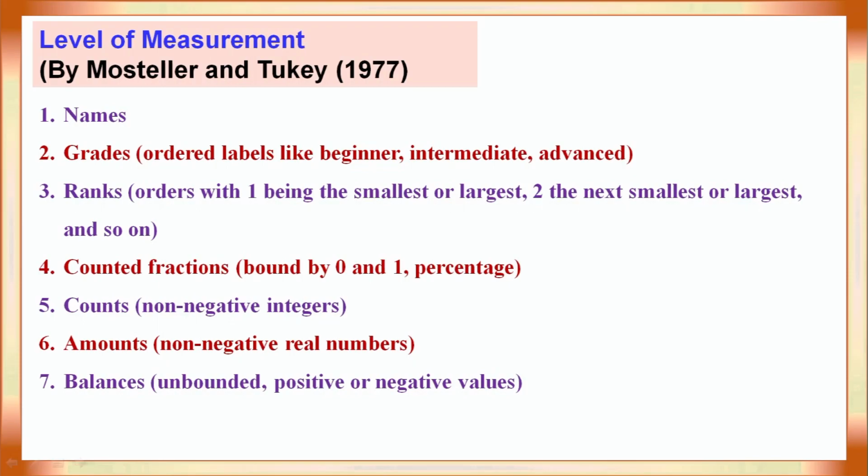Mosteller and Tukey in 1977 proposed a seven-level scheme of measurement. It is self-evident from the names: names, grades, ranks, counted fractions which include percentages, counts which include non-negative integers, amounts which are non-negative real numbers, and balances which are unbounded positive and negative values. But somehow all these labels basically vanished in the evolution of social science research, because of the dominance of the Stevens model.